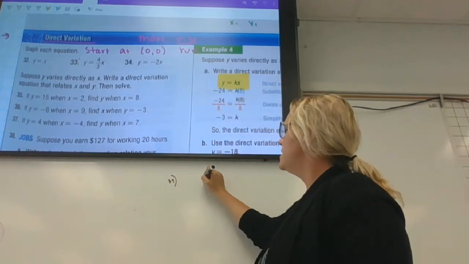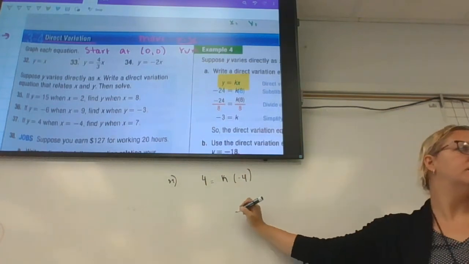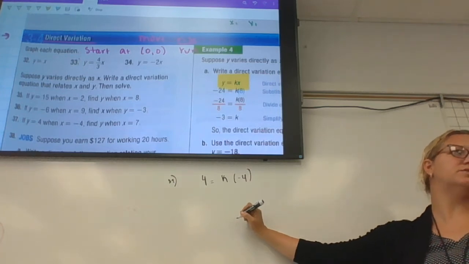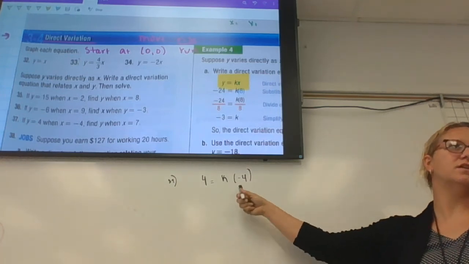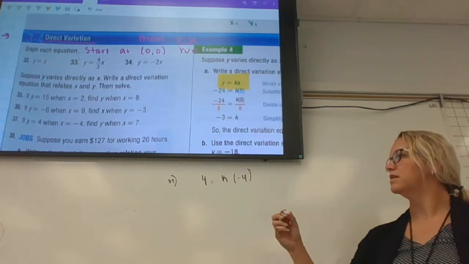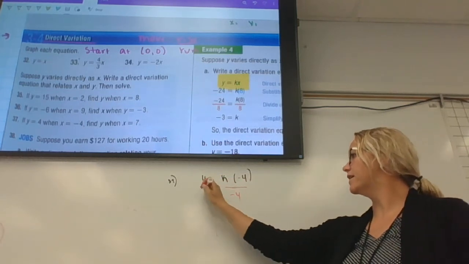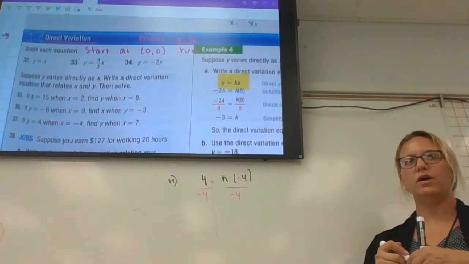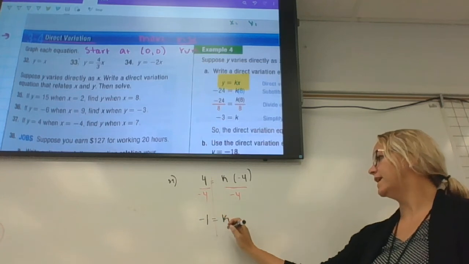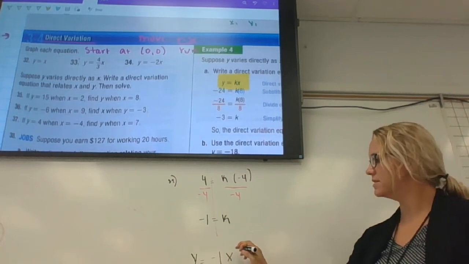Alright, 37. I'm going to say 4 equals K times negative 4. Who set that up? Did you get this far? What'd you get for K? I'll divide by negative 4. 4 divided by negative 4, negative 1. Negative 1 is K. So my equation is y equals negative 1x.